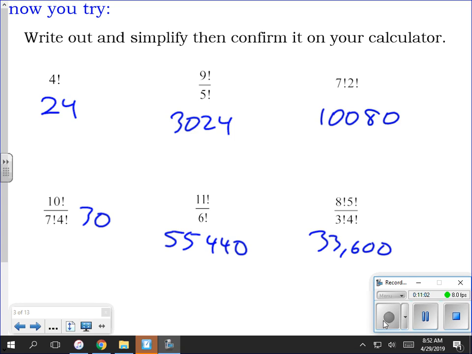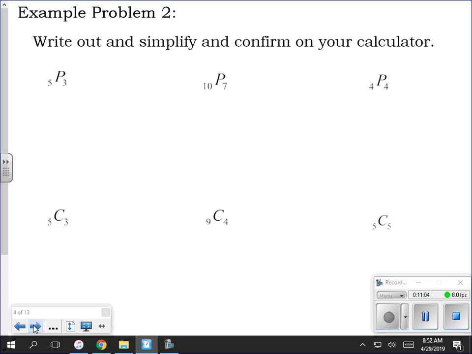Okay, example problem 2. Write out and simplify and confirm on your calculator. These are permutations and combinations. You will not have to compute using the formula, but you will have to recognize the formula and get it right. These formulas will not be on the board during your test, but you will be asked a question to give me the formulas. You've got 2 formulas. Memorize them. Take the time to learn and memorize them. You've got a week.